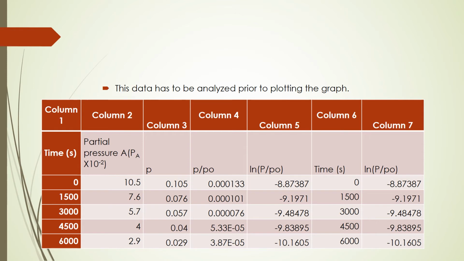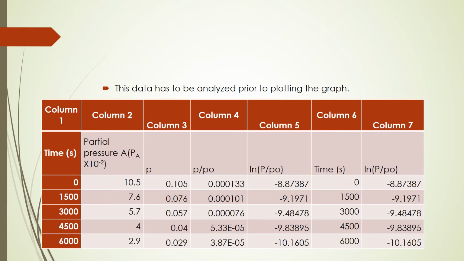For the time, it is as it is, no treatment to time. Column 7 is basically ln P over P naught, the same as column 5. Because I'm plotting the graph using Excel, I have the same column 5 and 7 there. Actually, I can just delete column 7. It's for my own ease of doing things.